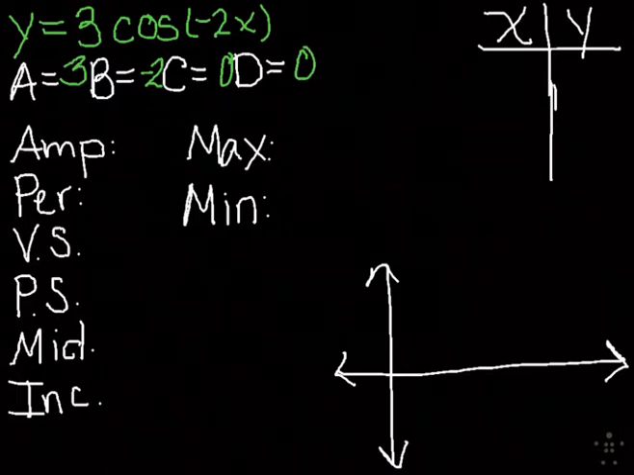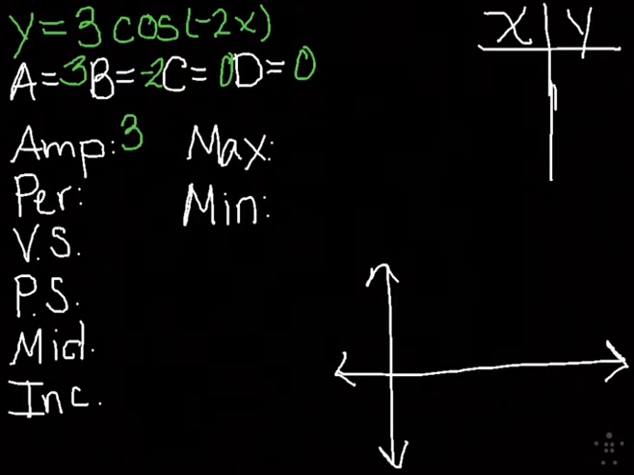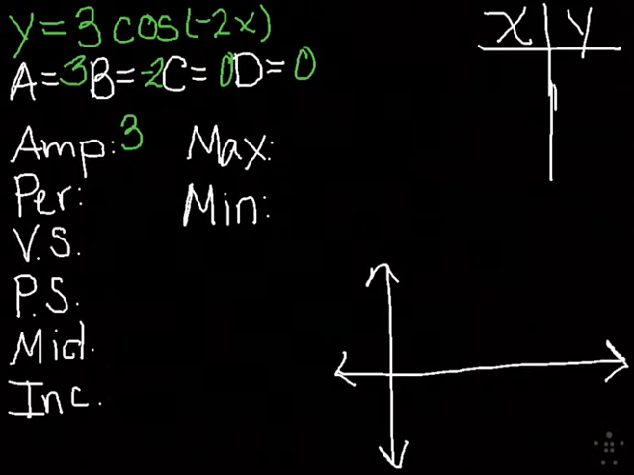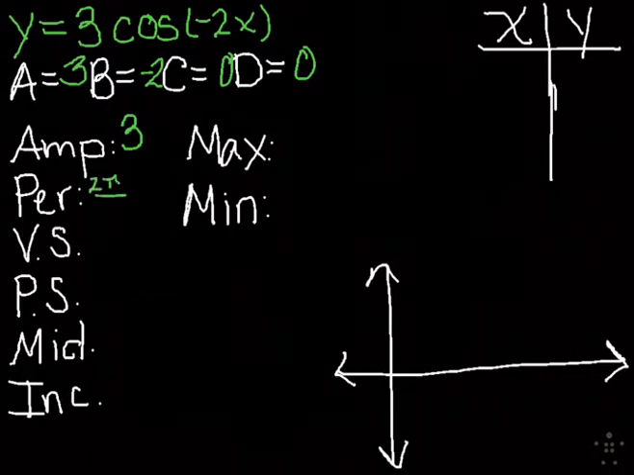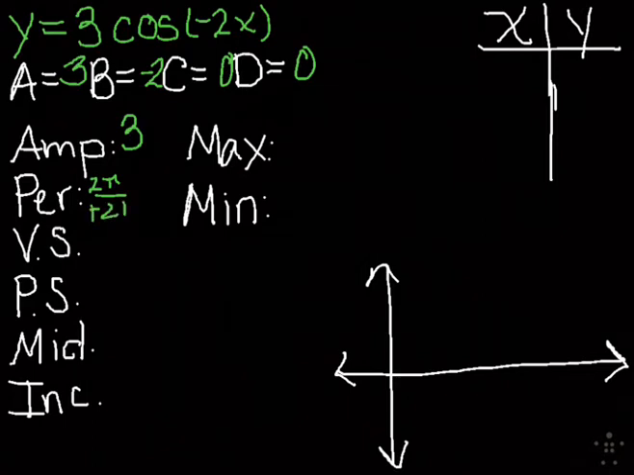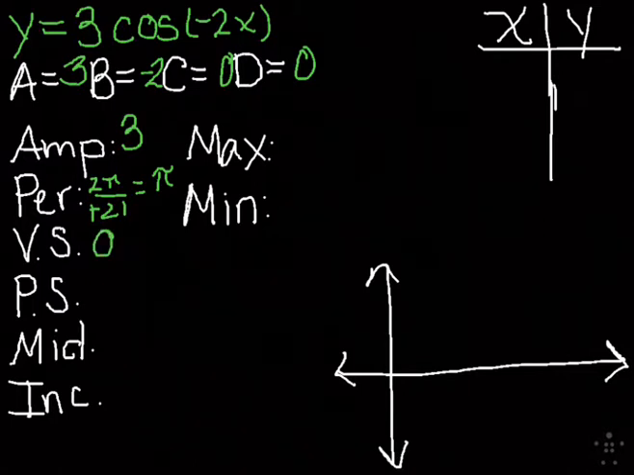So amplitude is the absolute value of A, so the absolute value of 3 is 3. Amplitude is how far your maximum and minimum are from the midline, basically. The distance. Period is 2 pi divided by the absolute value of B. So 2 pi divided by the absolute value of negative 2, which is just 2 pi divided by positive 2, which is just pi. Vertical shift is 0. The graph did not move up or down. Phase shift is C over B, so 0 divided by negative 2 is 0, so the graph did not move to the left nor right.